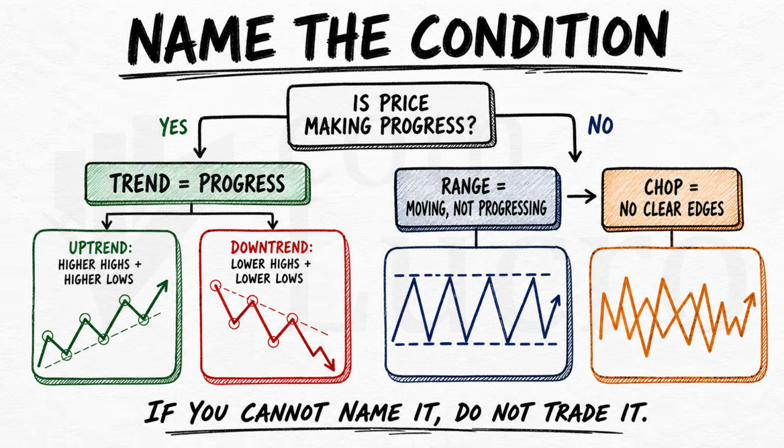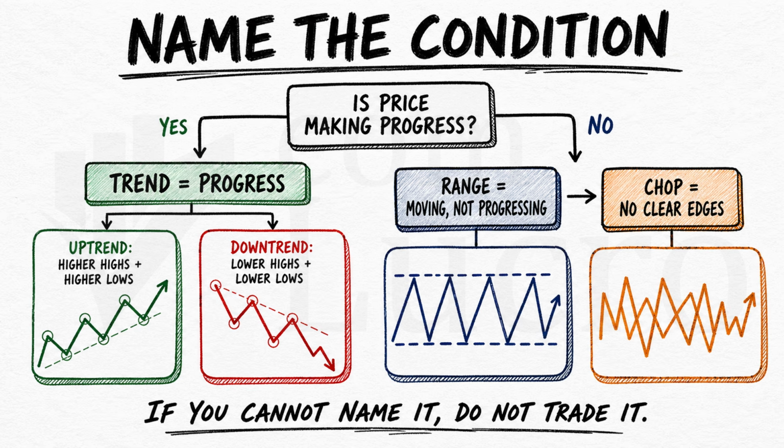Before any setup, before any entry, you owe yourself one sentence. Name the condition. Ask whether price is making progress or simply moving, because those are not the same thing. If it is making progress, you are in a trend. An uptrend prints higher highs and higher lows. A downtrend prints lower lows and lower highs.